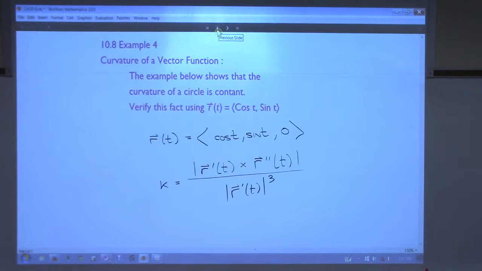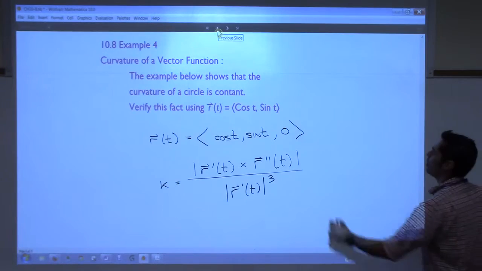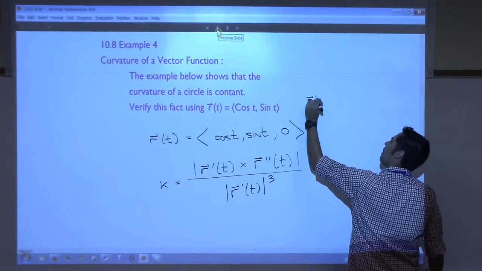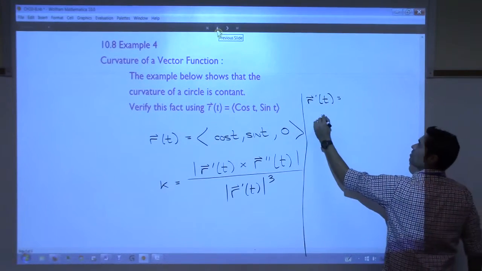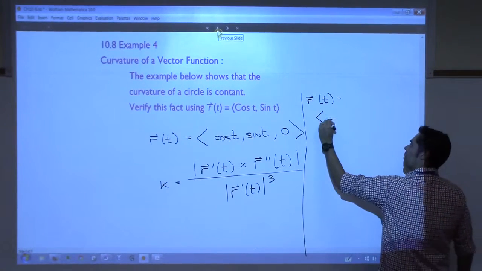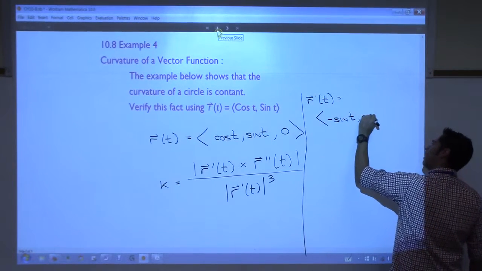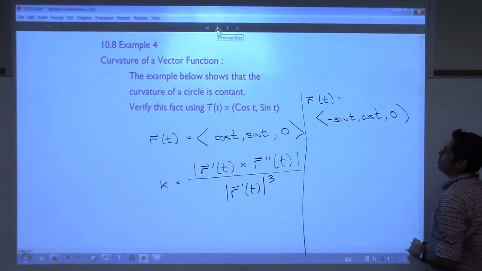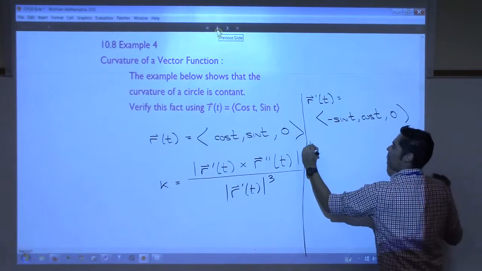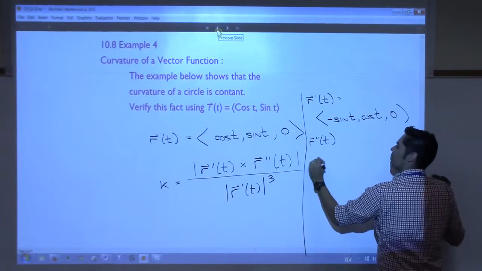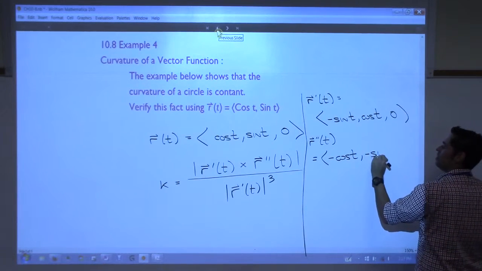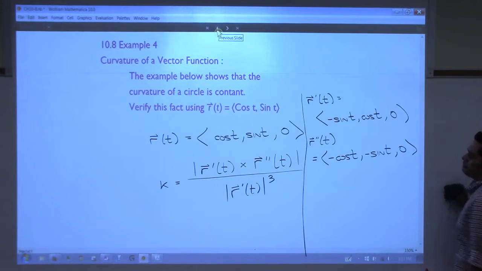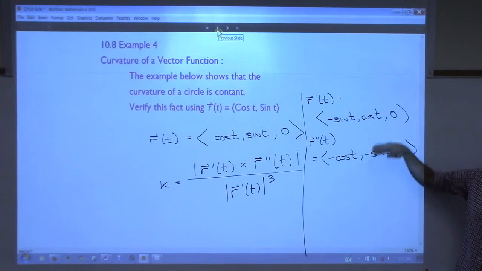That's it. So we need the first and second derivatives, don't we? Let's do the first derivative. What is the first derivative? Negative sine t, cosine t, 0. What's the second derivative? Negative cosine t, negative sine t, 0 again. Do I understand this, my first and second derivatives?